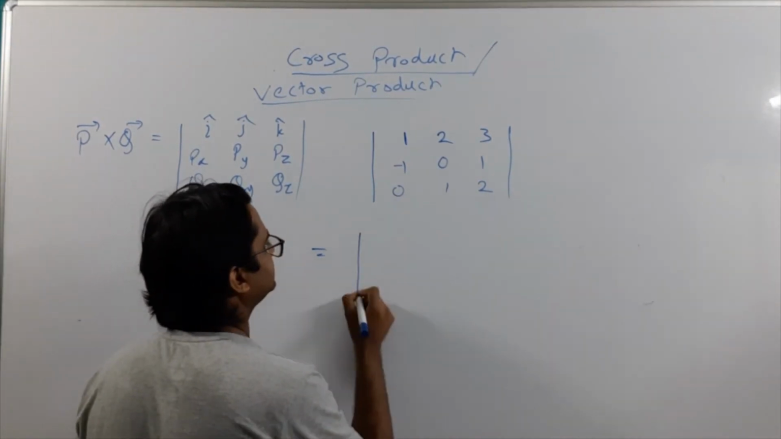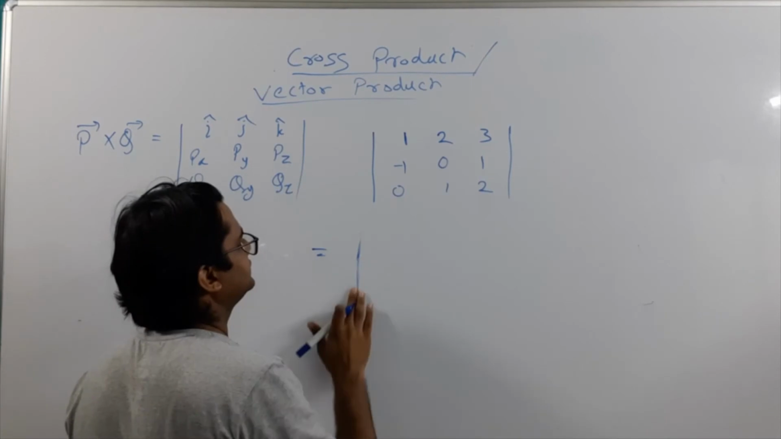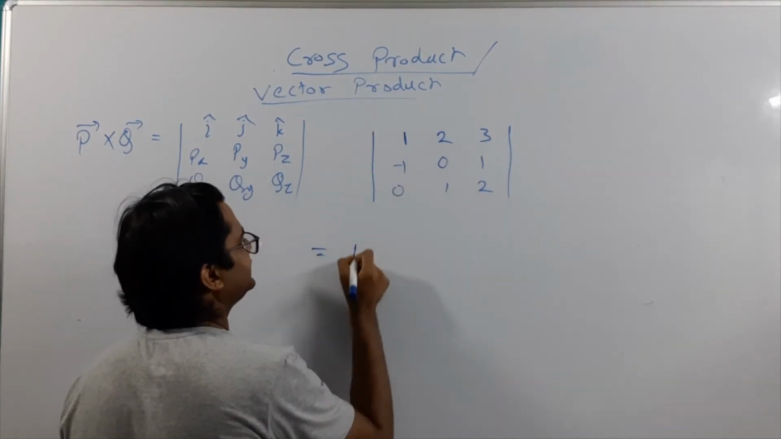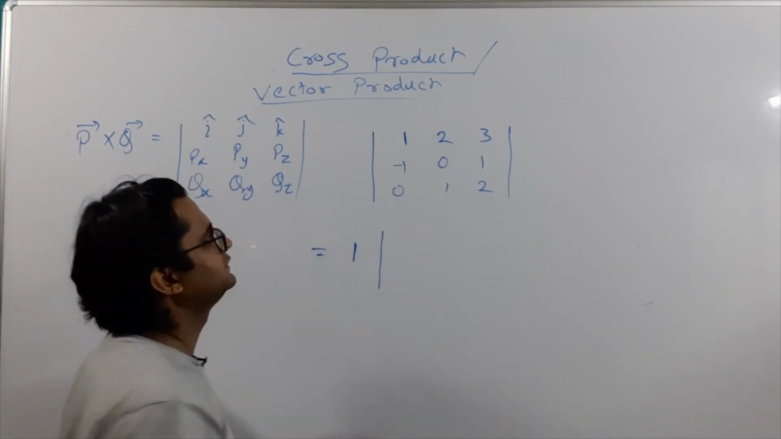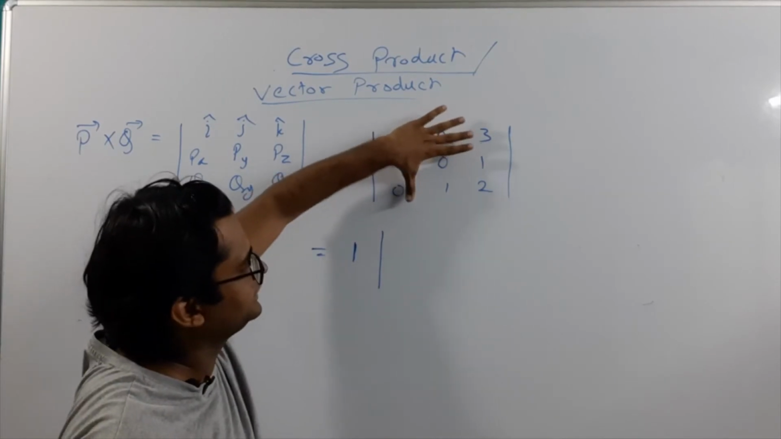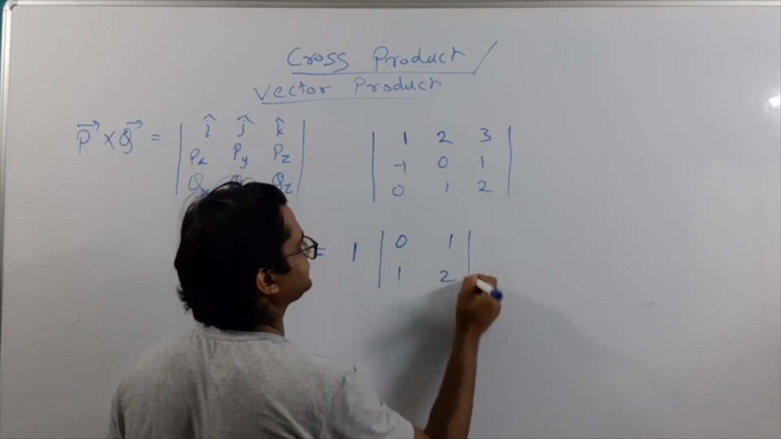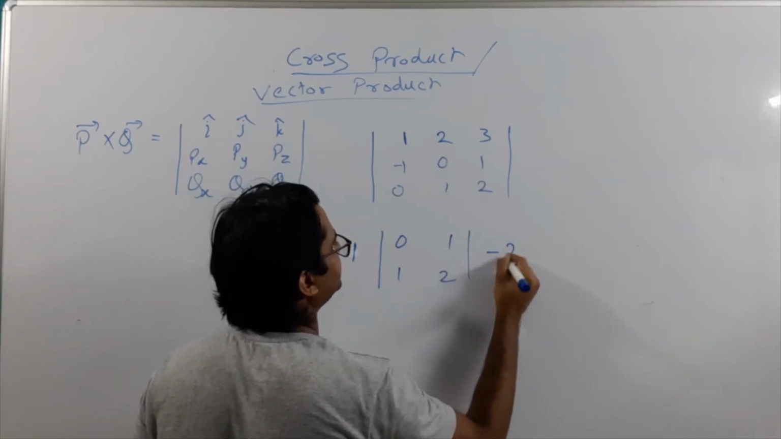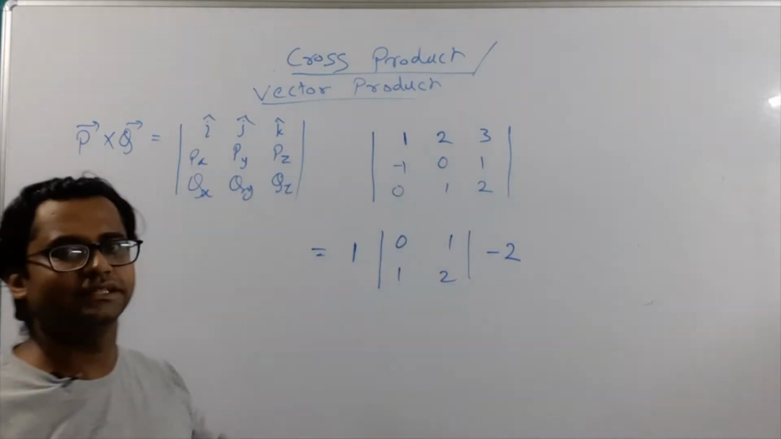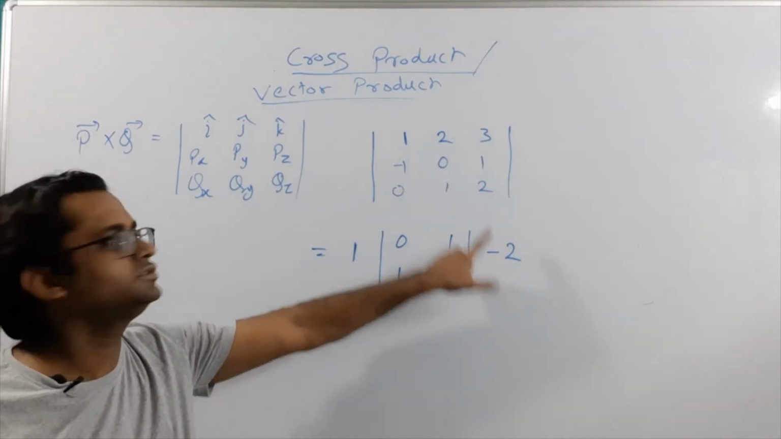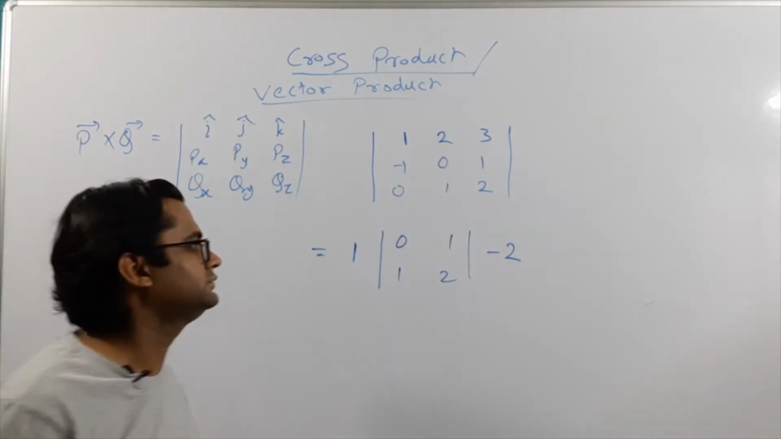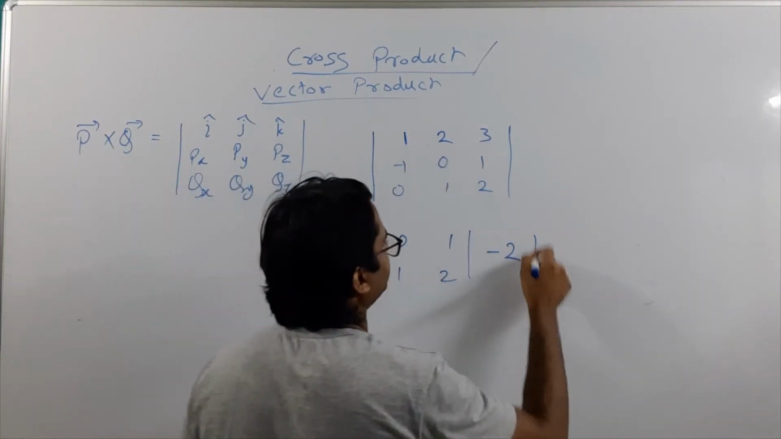Let us check your answer. So this is my first element. Write the first element and then cover its row and column. What we are left with is 0 1 1 2. Take the middle element, which is -2, and change its sign. If it is 2, write -2. If it is -2, write +2. So we have to change the sign of the middle term.